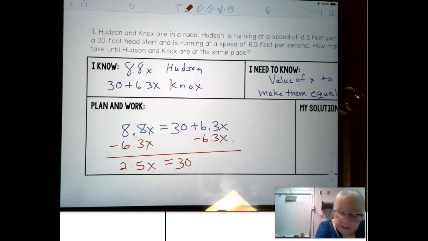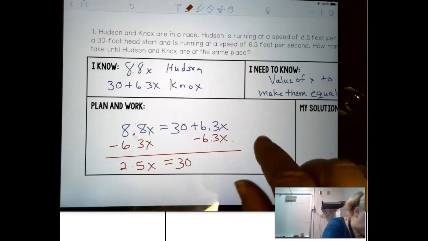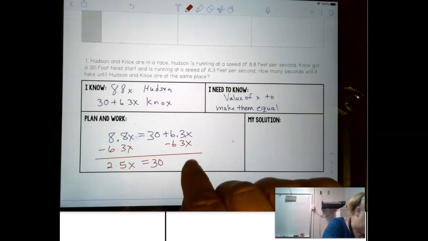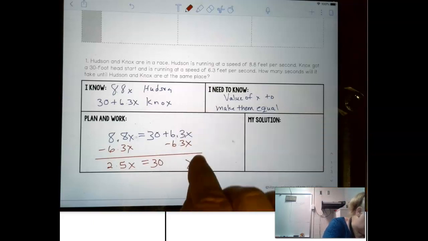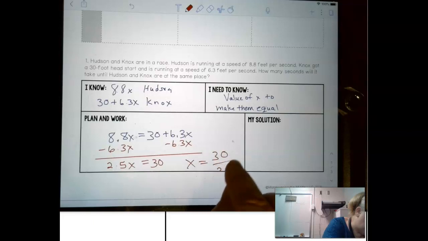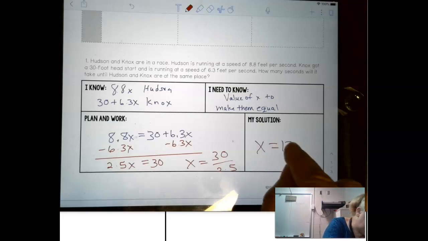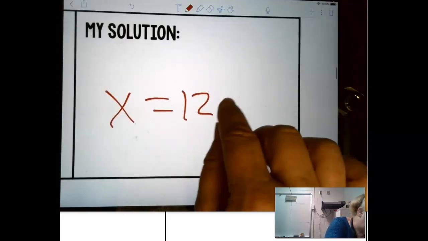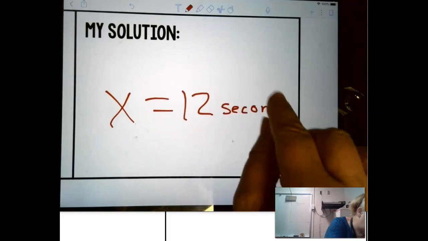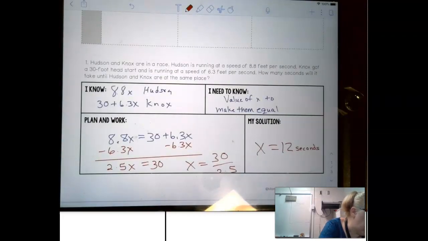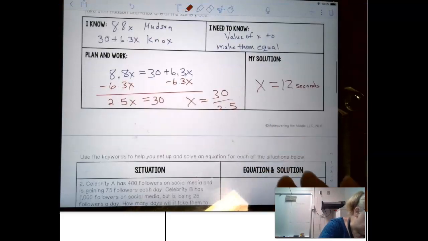And then I just need to divide 30 divided by 2.5. So x equals 30 divided by 2.5, which as it turns out is 12 seconds. And remember those units. You've got to put units on, seconds. So if you need to, pause the video and look this over so that it makes sense to you, or review it again.